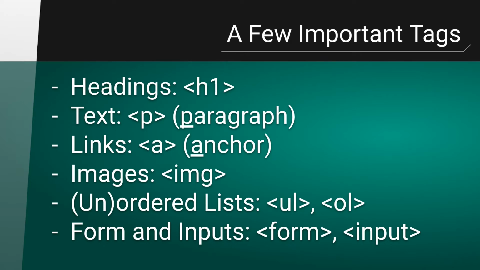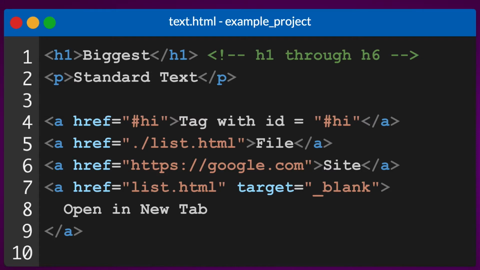A few important tags. Just, again, I told you it's very basic. So we've got headings, text, links, images, ordered and unordered lists, and forms and inputs. These are basically what they look like. I do want to take a second to talk about links. They're pretty straightforward most of the time. You have a file that you've linked to. You have an outside site that you link to.